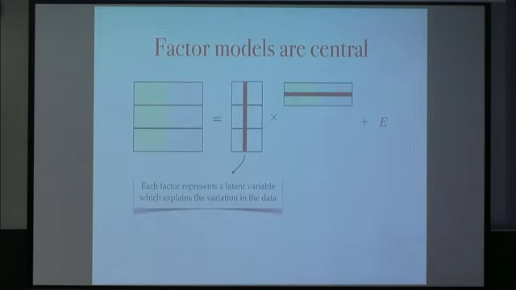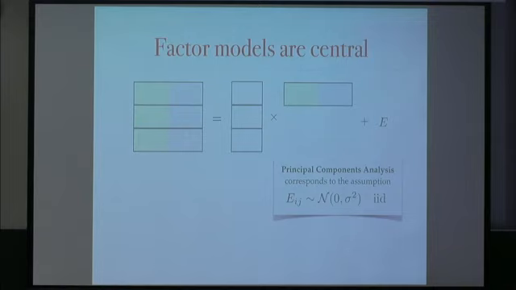All of these methods have in common that they're based on some sort of factor model, right? So you're taking your matrix and you're factorizing it into some low-rank matrix plus some noise. Each of these factors, the columns on the left or the rows on the right, represents a latent variable which explains some variation in the data. Everyone will be familiar with principal components analysis, which you can interpret as a maximum likelihood estimator in the case where this error matrix is a matrix of independent normal entries.